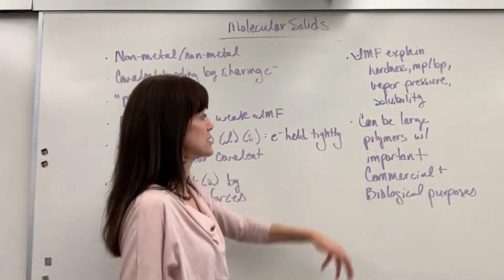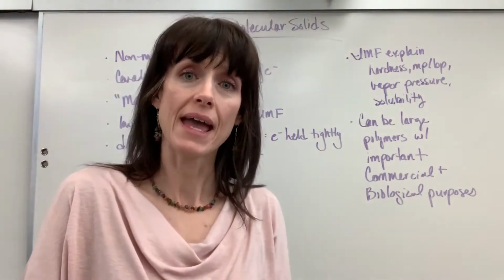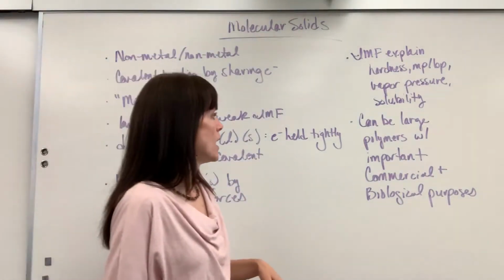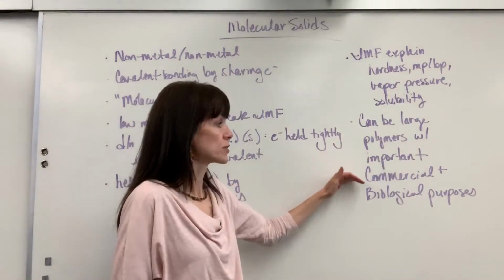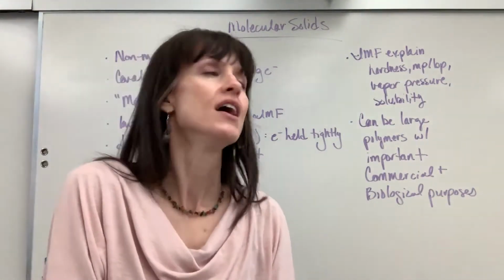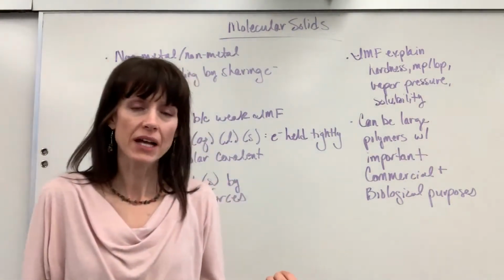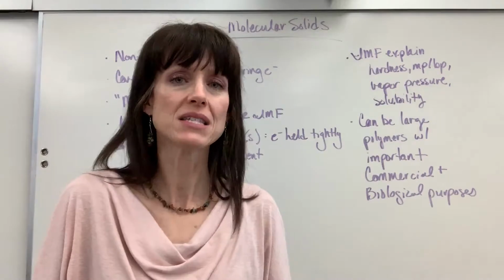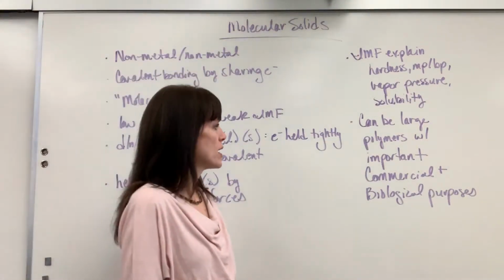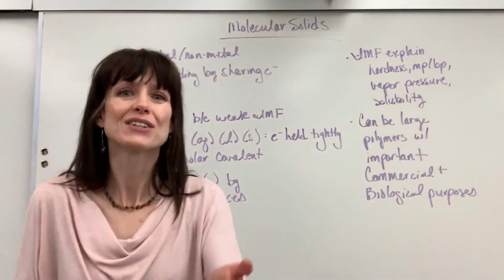Now, our molecular solids can be really large polymers. They can be both synthetic and natural forming. They have really important commercial and biological purposes. Some fun examples for you. Kevlar is going to be a polymer. That's what we use inside of tires. We use it as bulletproof vests. Really cool stuff.